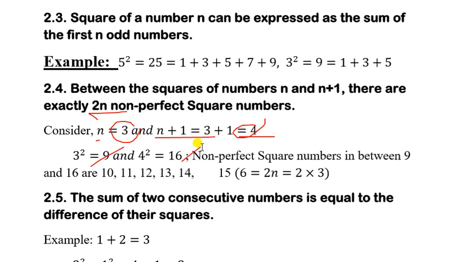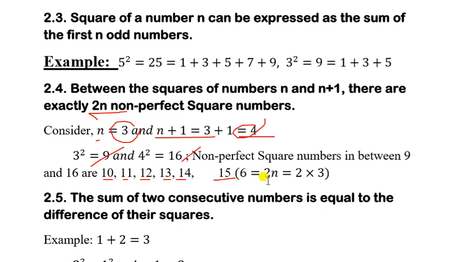Between 9 and 16 there are 10, 11, 12, 13 and 14. They are completely non-perfect square numbers. You cannot express these numbers 10, 11, 12, 13 and 14 as squares, so they are called non-perfect square numbers. How many are there? 5. And here also 6.